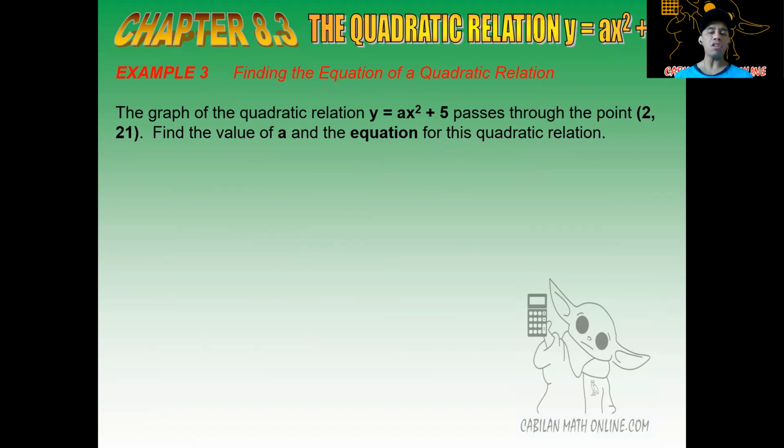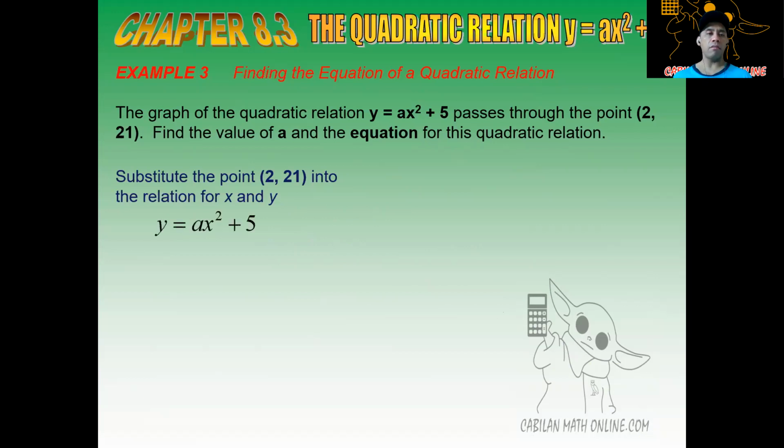All right? So the first thing we want to do is take our equation of y equals ax squared plus 5. And since we were given a point, remember that each point or ordered pair is always expressed in terms of x and y, where the first number is always the x, and the second number is always the y.